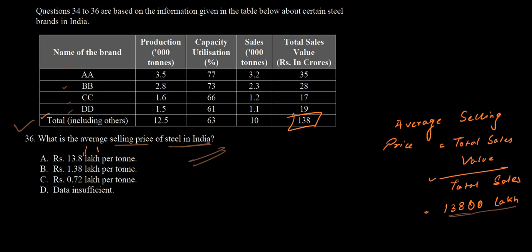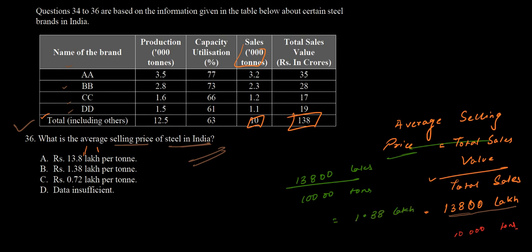and this should be divided by the total sales. So what is the total sales over here? We have 10, and this is for per 1000 tons. So this will be 10,000 tons. Now this is basically the average selling price, which is 13,800 lakhs divided by 10,000 tons, which is 1.38 lakhs per ton. So this is the average selling price of steel in India.